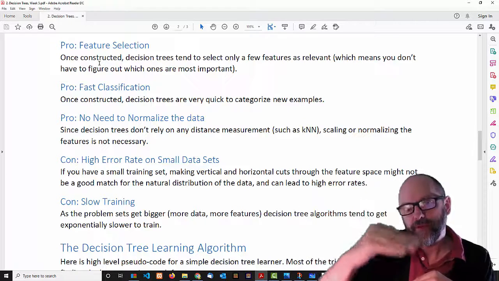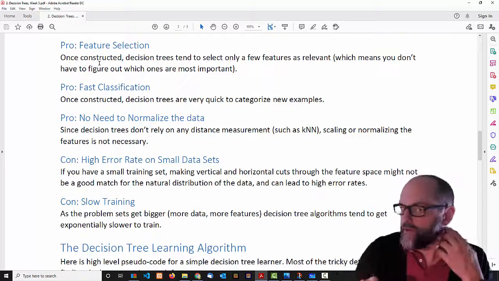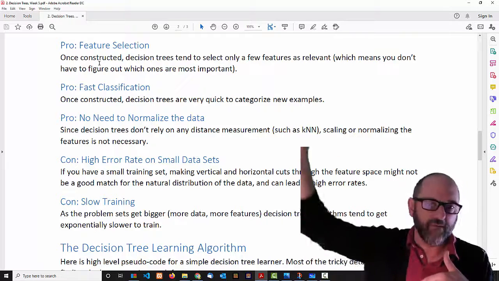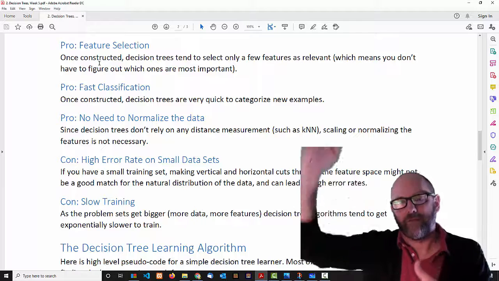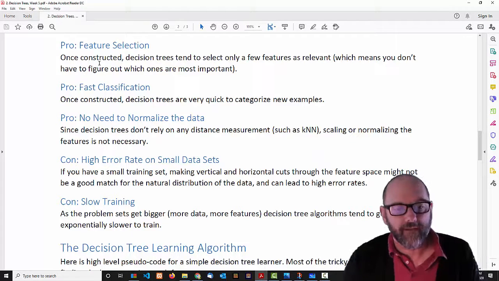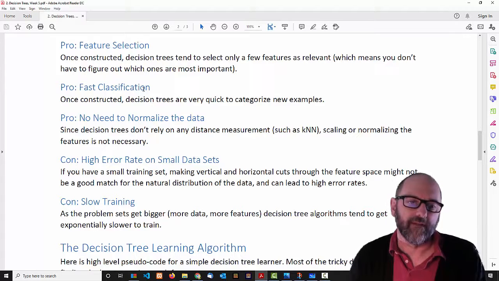Because we're just choosing cut points in the data, it doesn't matter whether the data goes from 0 to 1 or from 10,000 to 1,000,000. It doesn't matter if you scale it or not, it's going to find the same cut points. So a lot of pros, a lot of things going for decision trees.